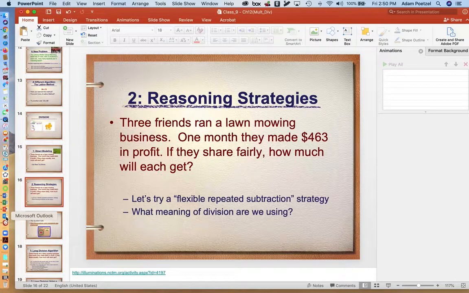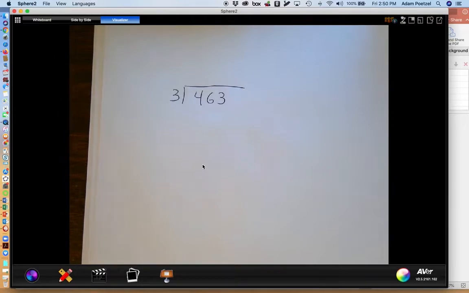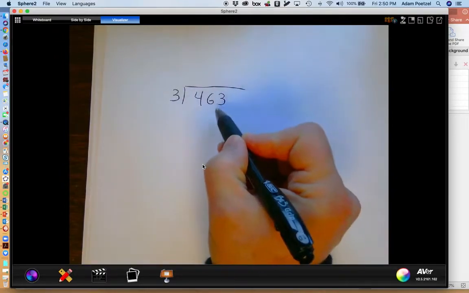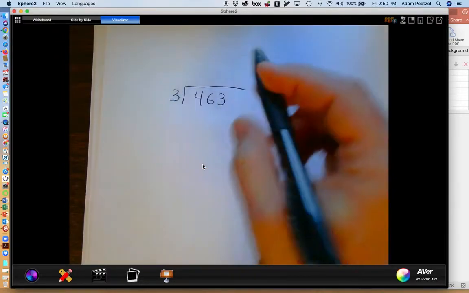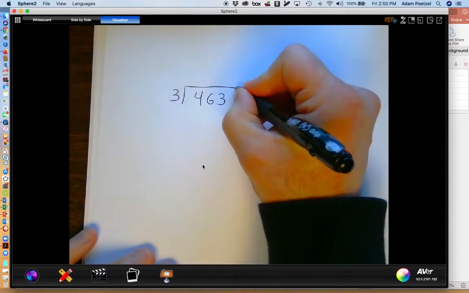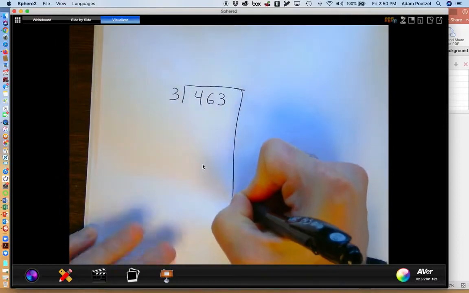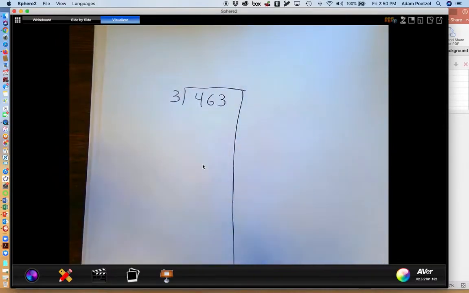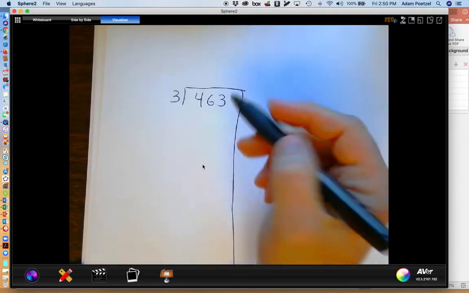All right, so let's see. I need to pull up this. And yeah, so $463 divided equally among 3. This strategy looks like this. It's often called a repeated subtraction strategy. I'm just going to call it the flexible division method here for now. So using the flexible division strategy, it looks like this, and it starts differently.